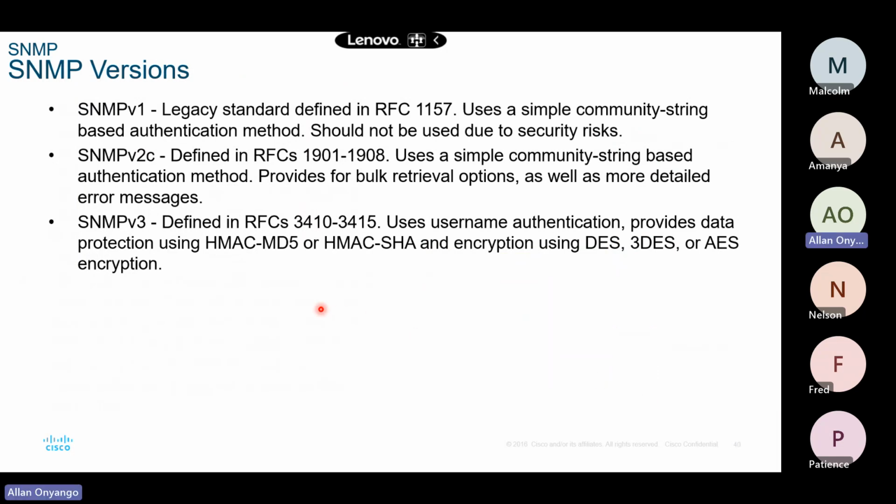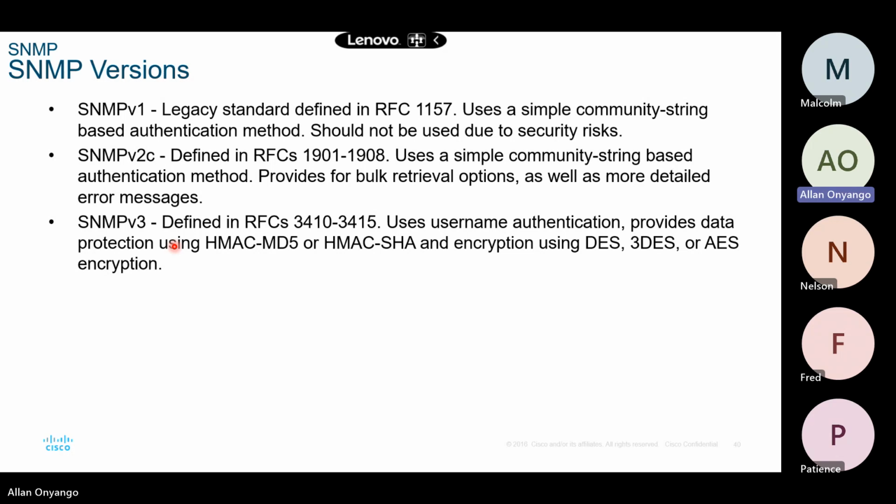Now, it's important to note that there are three versions of SNMP. We have SNMP version 1, which is a very old protocol, a legacy standard, and it is very insecure and should never be used because of the security risks involved. But we also have version 2C of SNMP. Version 1 and version 2C have something in common, which is called community strings. Community strings, which are used for authentication, are just plain text passwords. And that's what makes the two of them very insecure.